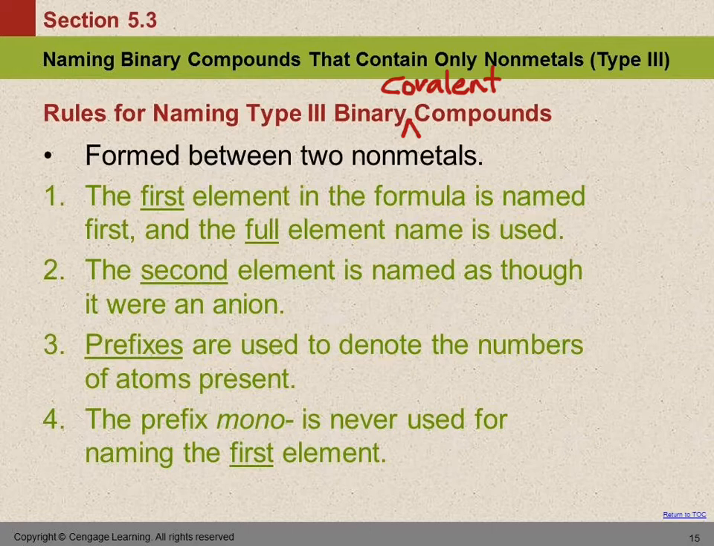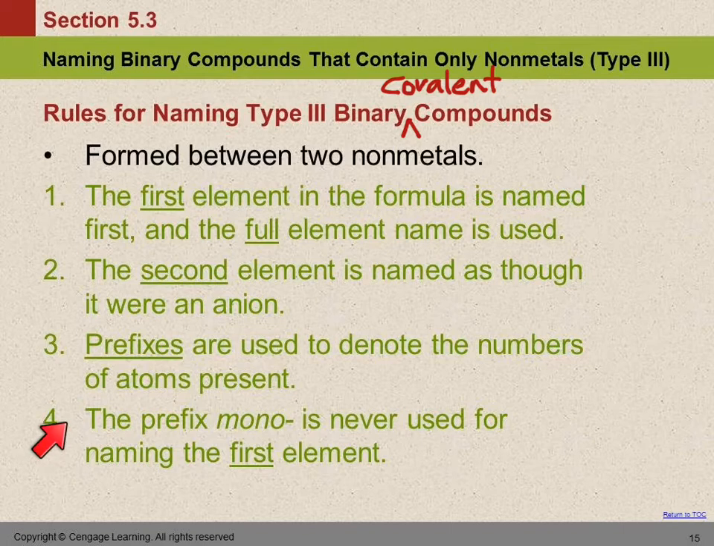So we look at the formula. The first one is not a metal. We're not going to use the same rules. And this is where we get to use prefixes. So we're going to name the first element just using its full element name. The second element, we're going to name it like it was an anion. We're going to change the ending of its name to "ide," even though it isn't an ion. And then we're going to use prefixes to tell how many atoms of each are present.